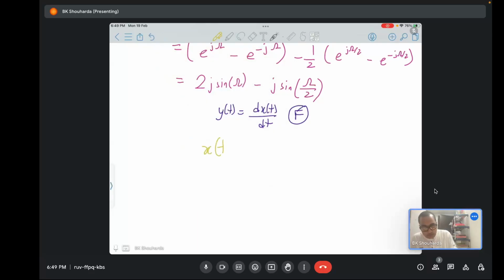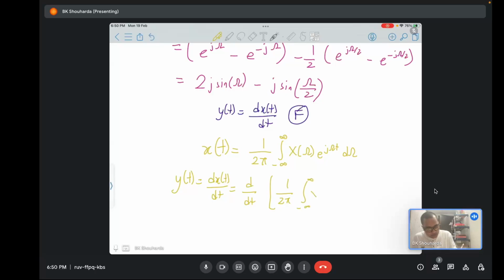X of t is 1 upon 2 pi integral over minus infinity to infinity X of omega e to the power j omega t d omega. Y of t is what? The derivative of x of t. And so what would that mean? I would have to differentiate this entire expression with respect to time t.